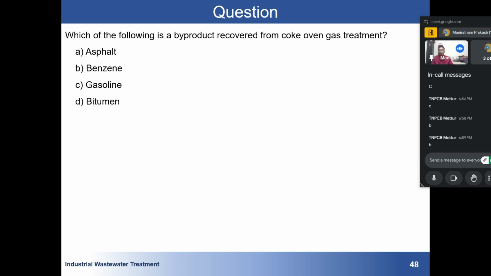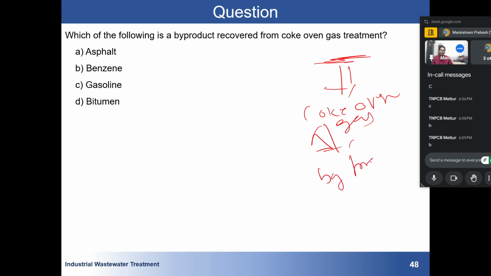Which of the following is a byproduct recovered from coke oven gas treatment? Byproduct. So first you have to know what is the main ingredient, what is the chemical composition. Then from there, after heating and all this, what is the byproduct? Anyone? Answer fast. Asphalt, benzene, gasoline, or bitumen.